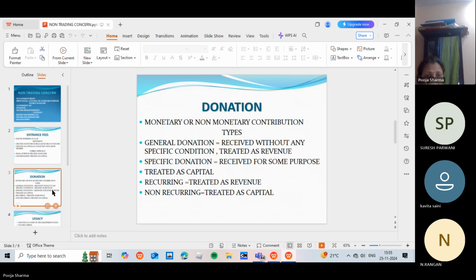Specific donation is received for some purpose, so it is treated as capital. Now recurring and non-recurring. If it is of recurring nature, it means we are going to receive it. We hope we will receive it in future, whether monthly or quarterly. That means it is of revenue nature. But non-recurring means we are not going to receive it again. We have received it only once, with no hope of receiving it in future. So it is of capital nature.